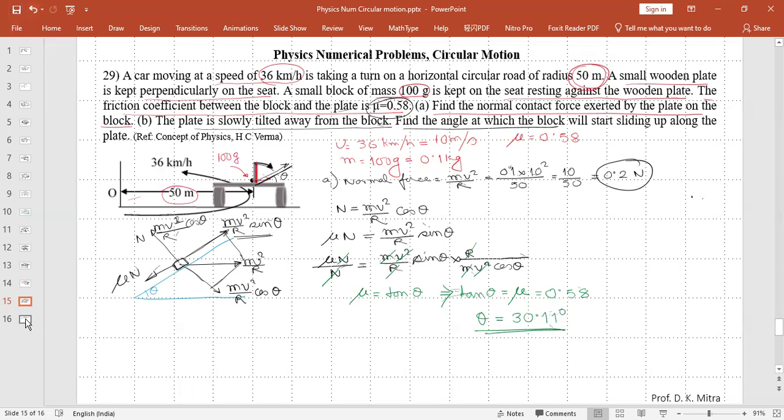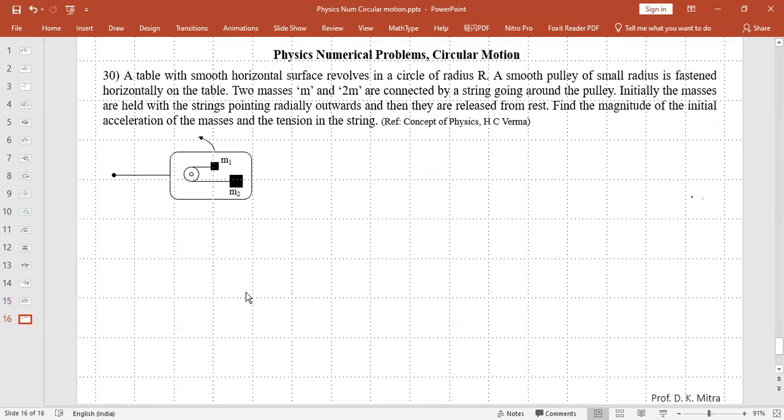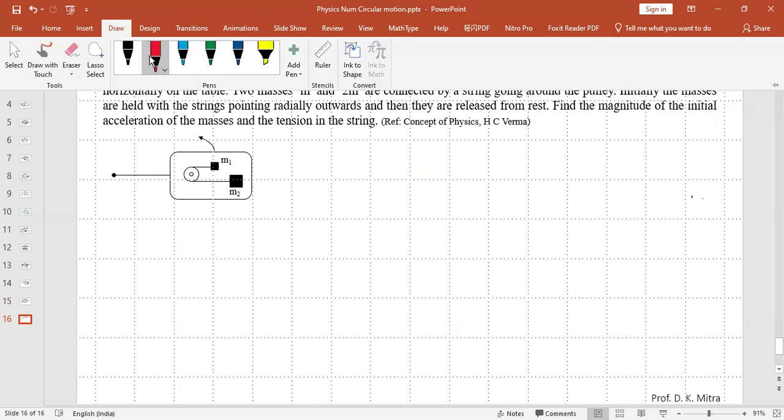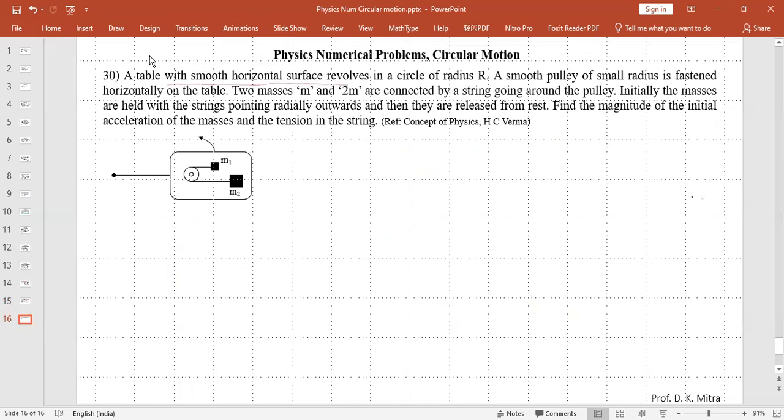Now we go to the next question, and this will be the last question of this chapter. It says a table with a horizontal surface revolves in a circle of radius r. The same thing. This table revolves and the radius of revolution is r. And there is a smooth pulley and there are two masses, the smaller one is m and the bigger one is 2m.